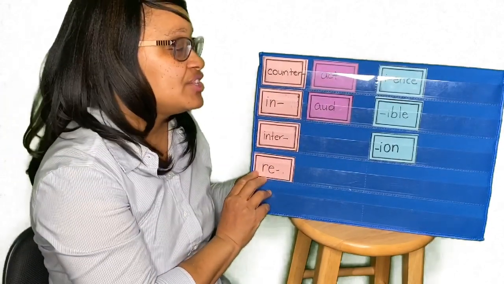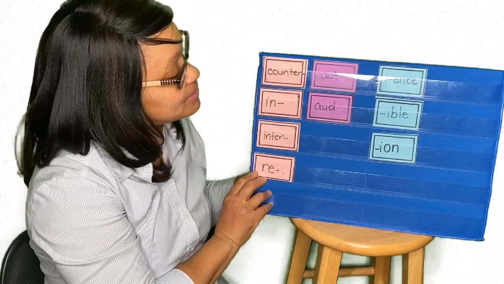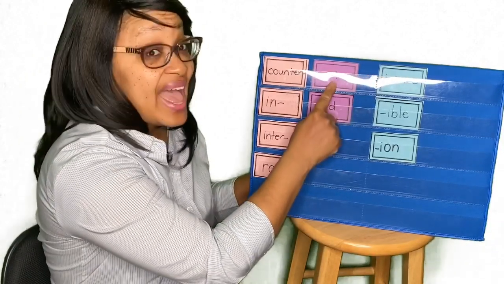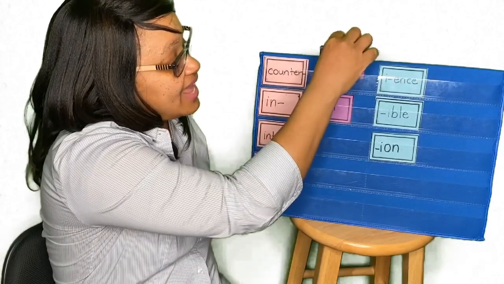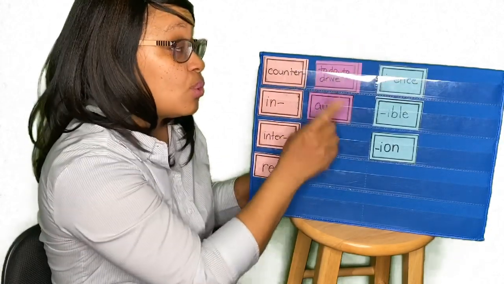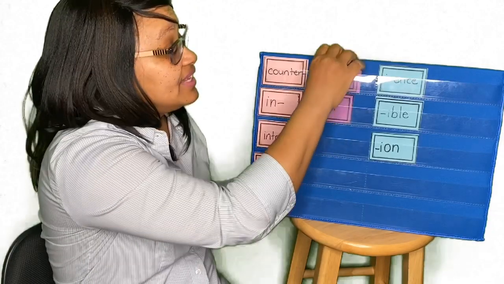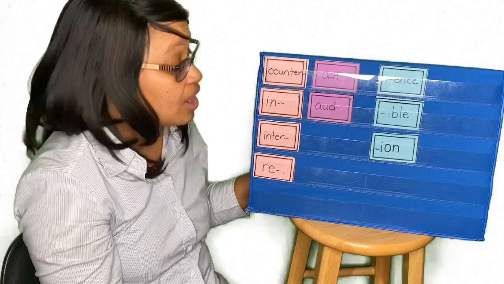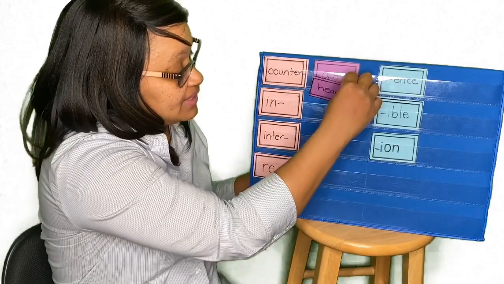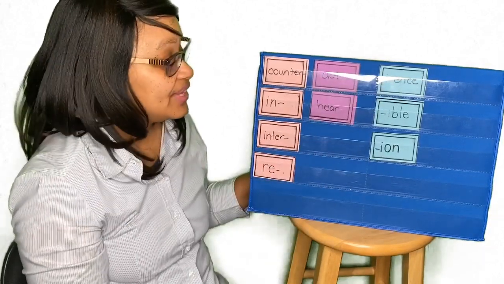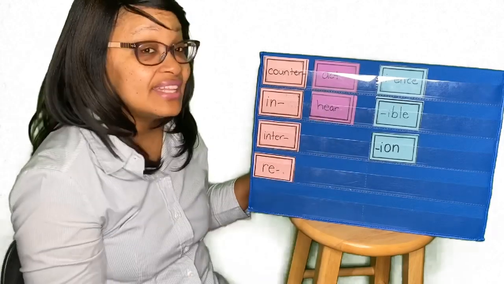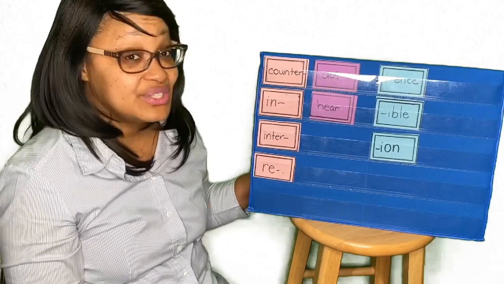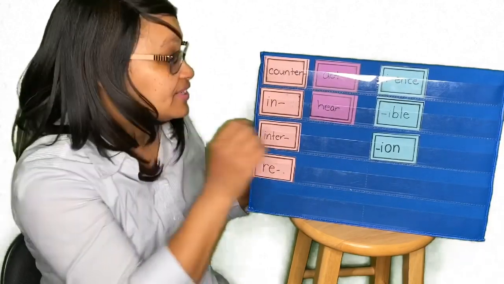Now we have 2 new roots. These are Latin roots. We have the Latin root act. Act means to do or to drive. And then we have aud. Aud means to hear. And so we can use the American Sign Language symbol for hearing, aud. To hear, aud.